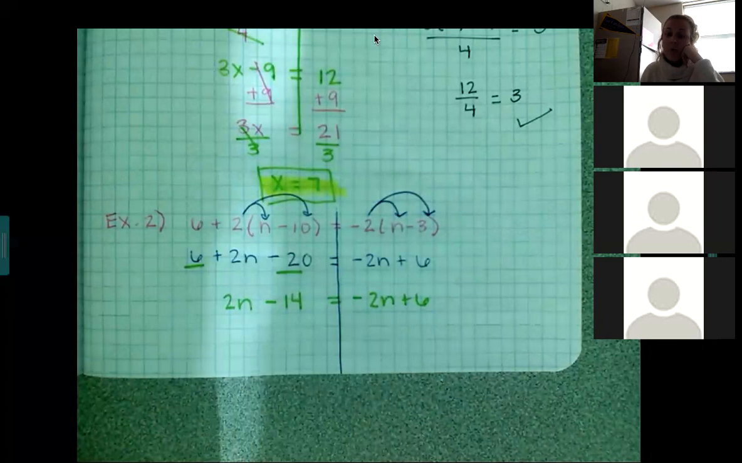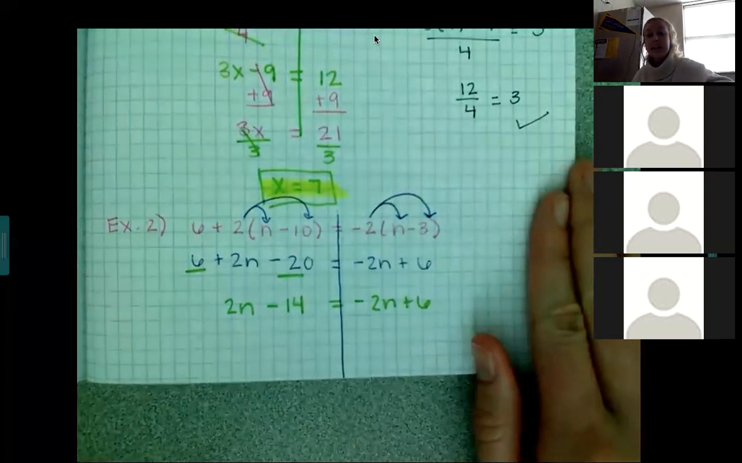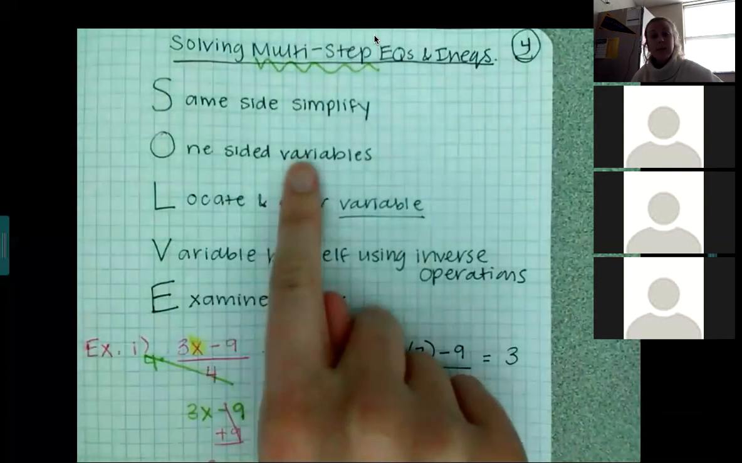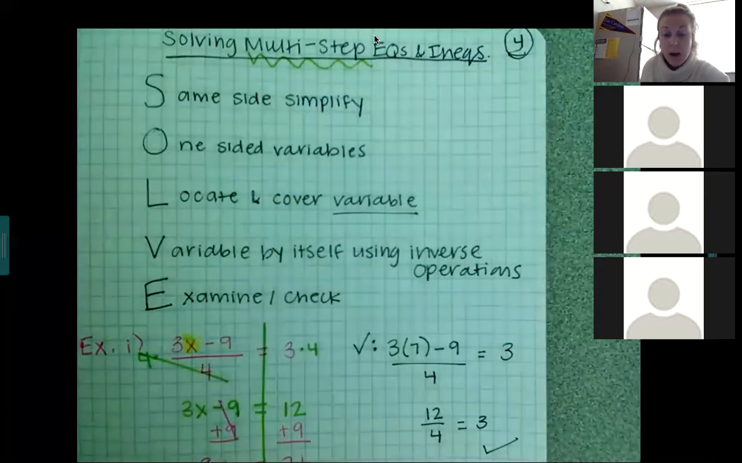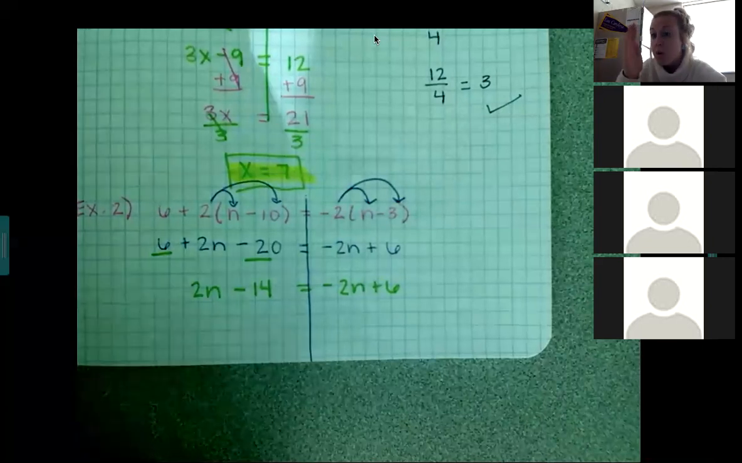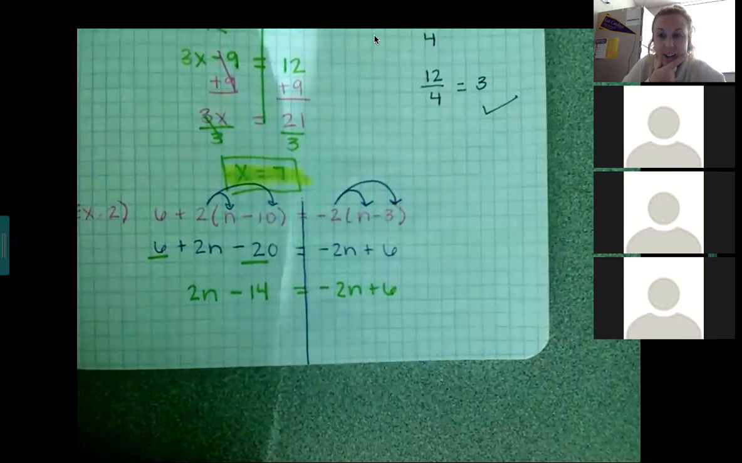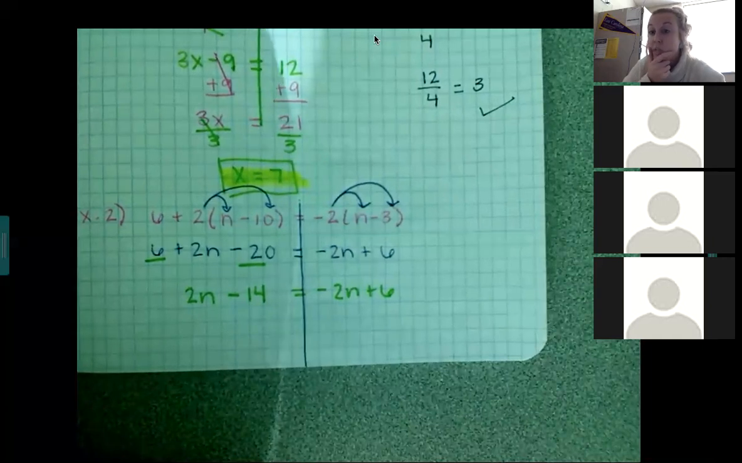All right, so now I want to talk to y'all about this. There's 2 ways you could go from here. We just did same side simplify. So now it says one-sided variables. You got to get your variables together on one side so you can cover them, okay? So 2 ways. Some of your middle school teachers taught you to move everything to the left, maybe. They did teach you to move the letters to the left? Okay. The other way is you can move the smaller letter.